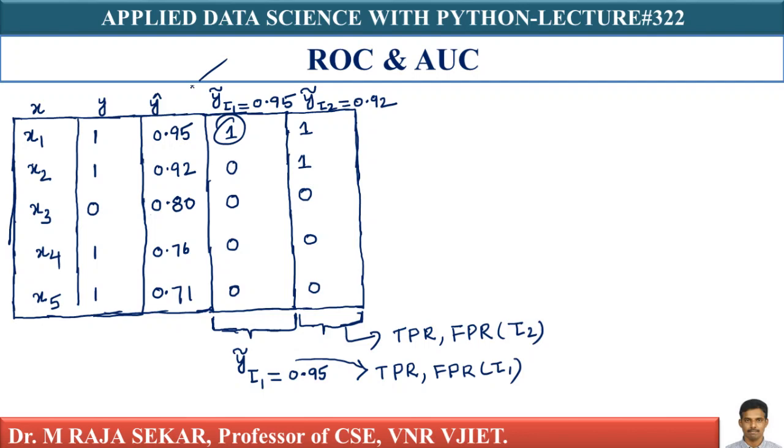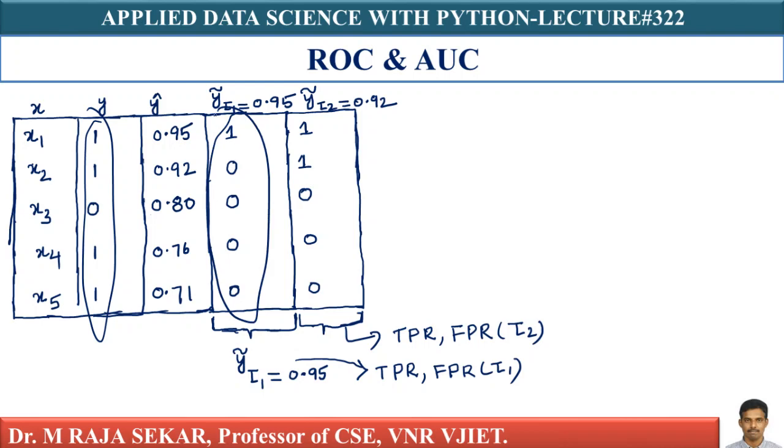Given the y tilde values at tau 1 equal to 0.95, we have our actual y's. You have our actual y's and your predicted y's, isn't it? These are actual y's. These are predicted y's. Given actual and predicted y's corresponding to tau 1, I can compute TPR and FPR.